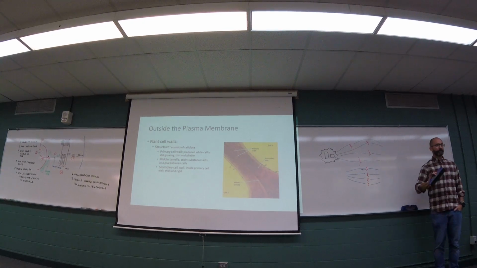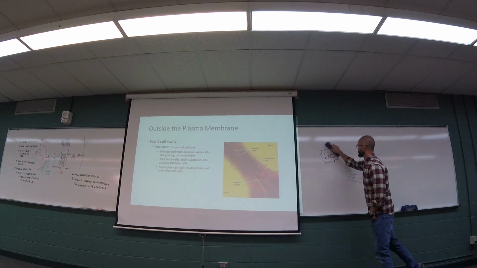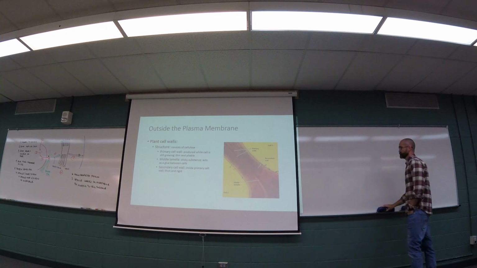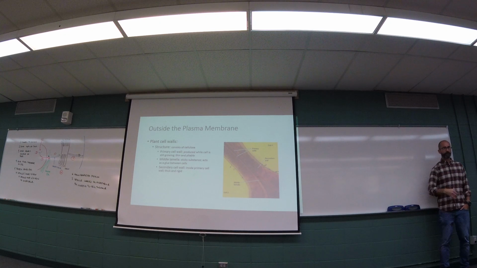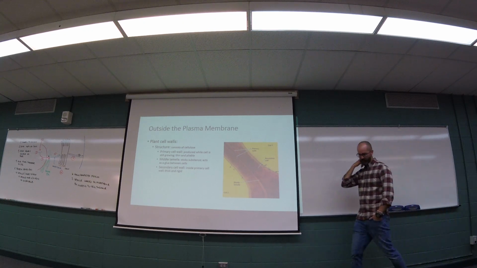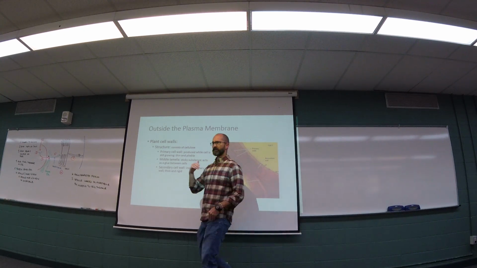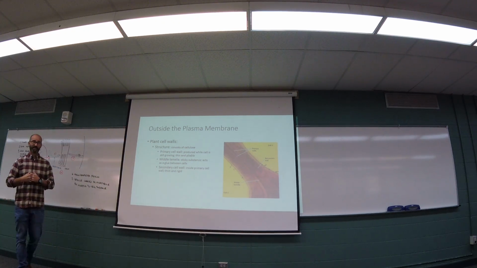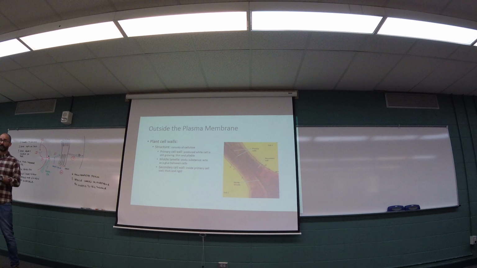So all cells have a plasma membrane. But plant cells have an additional structure outside the plasma membrane. And that's called the cell wall. And you'll remember when we were talking about biologically important molecules, we talked about cellulose, which is the structural polysaccharide that makes up the plant cell walls.